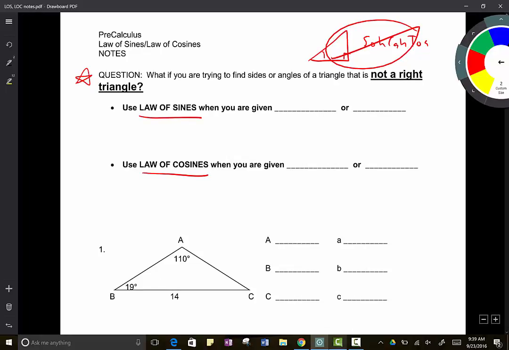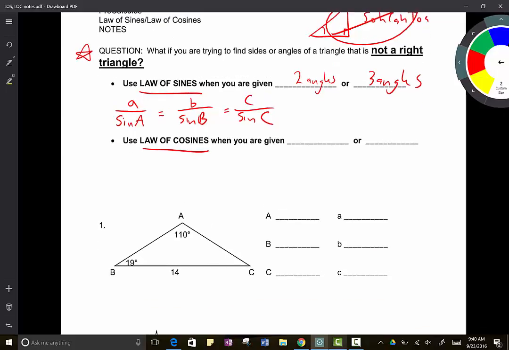Law of sines is side A of the triangle over the sine of angle A should equal side B of the triangle over the sine of B, which should equal side C over the sine of C. And we use this if we're given two angles or three angles. So if you're given a triangle, like take a look at number 1 right now, we have two angles. We have 19 and 110, and then we have one side, 14.